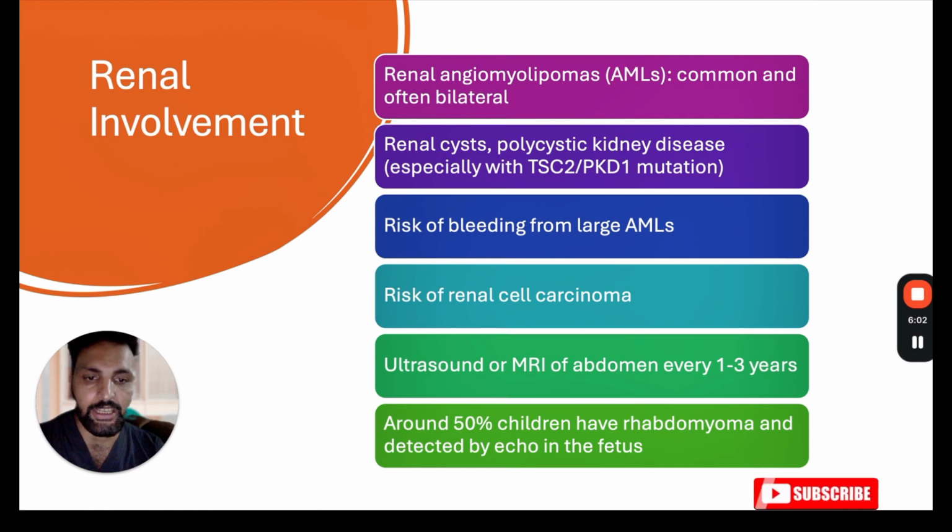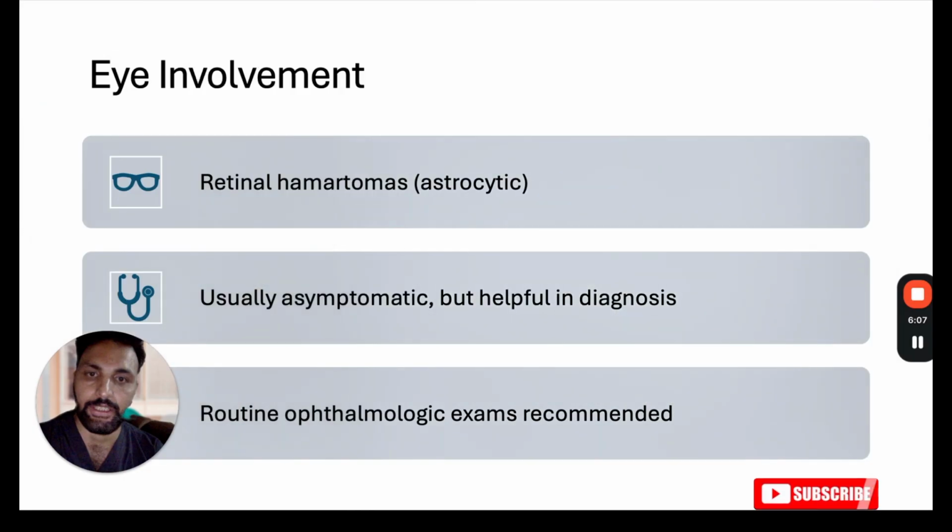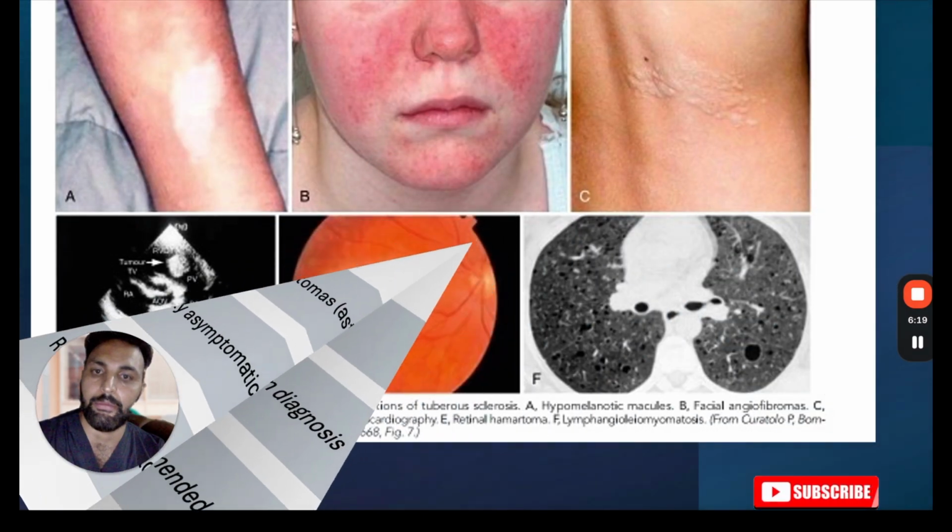Around 50% of children have rhabdomyoma, detected by echo in the fetus. Eye involvement contains retinal hamartomas, usually asymptomatic but helpful in diagnosis. A routine ophthalmological exam is recommended.